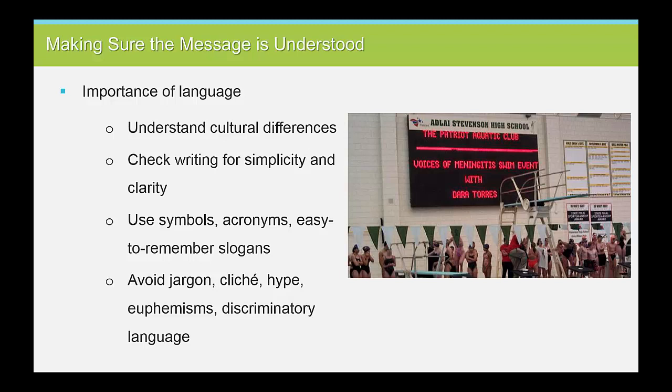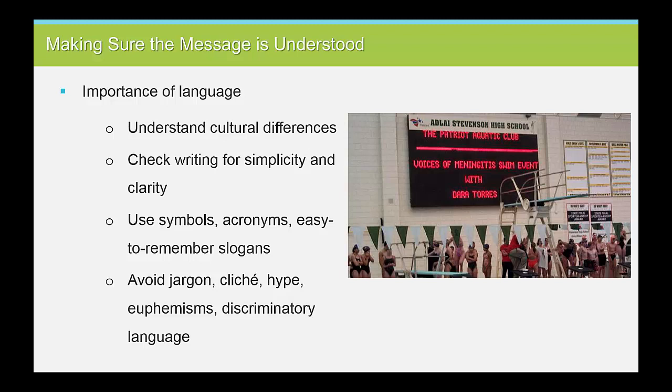It is also important to review your messages and check for simplicity and clarity, which can both increase the message's understandability. Finally, using acronyms and slogans helps the audience remember the message. Avoid jargon, cliché, and euphemisms because the more complex the message, the harder it is to understand and remember.